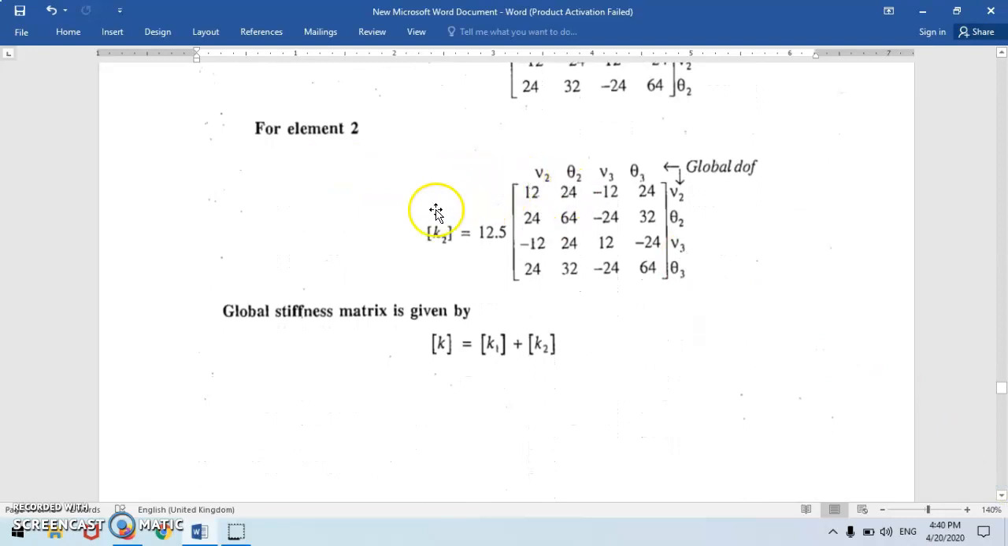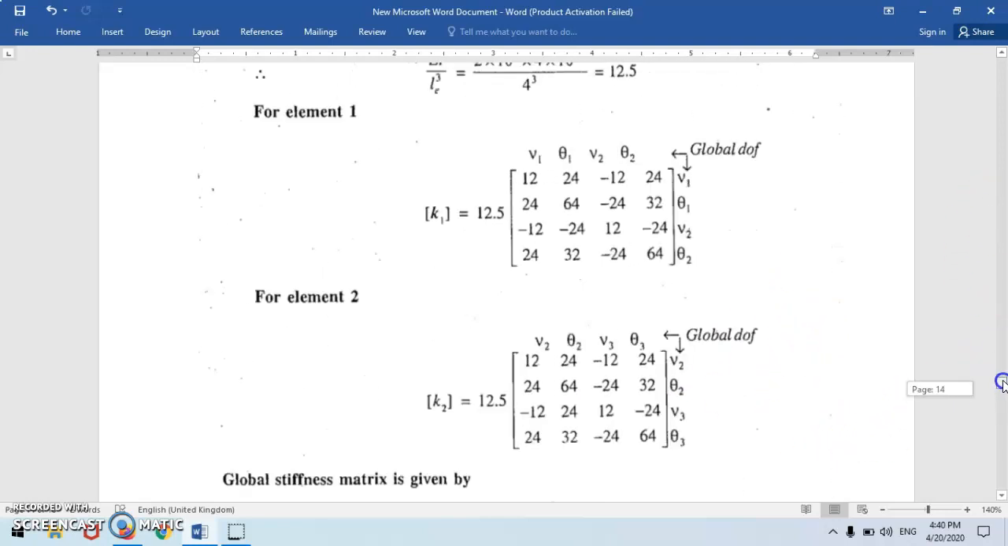And there we write it as, you see, EI by L^3 will be same, that is 12.5. Next we write the stiffness matrix as V2 theta 2 V3 theta 3, V2 theta 2 V3 theta 3, because this second element is between second node and the third node. Second node starts with V2 theta 2, then the third node starts with V3 theta 3.